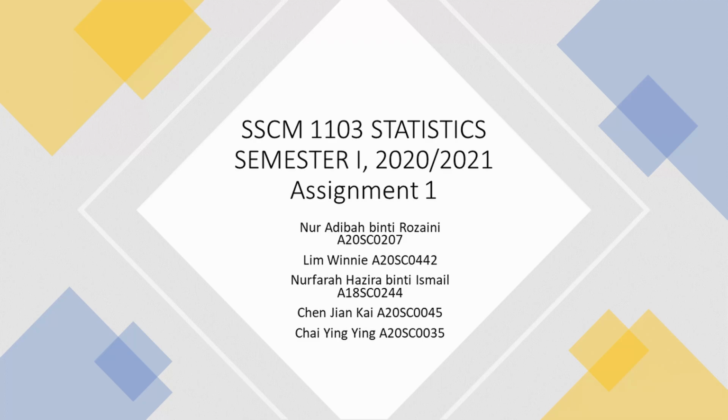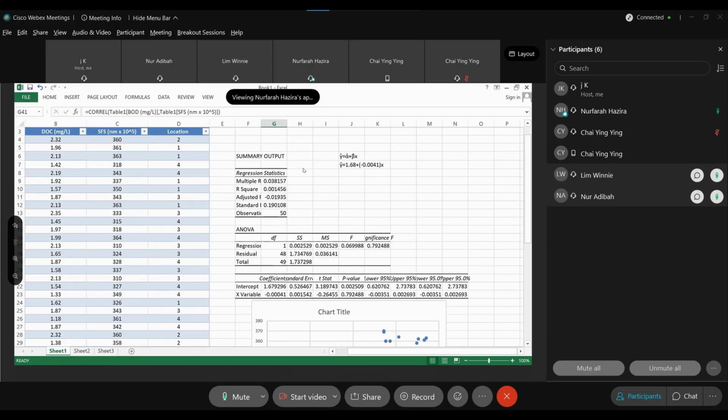Hi, I'm Chen Jiankai. In this video, my group will be discussing our statistics assignment regarding the relationships between biochemical oxygen demand, BOD, dissolved organic carbon, DOC, and synchronous fluorescence spectra, SFS, readings, using Microsoft Excel as our choice of statistical software. We discuss our assignment at Cisco Webex meetings.